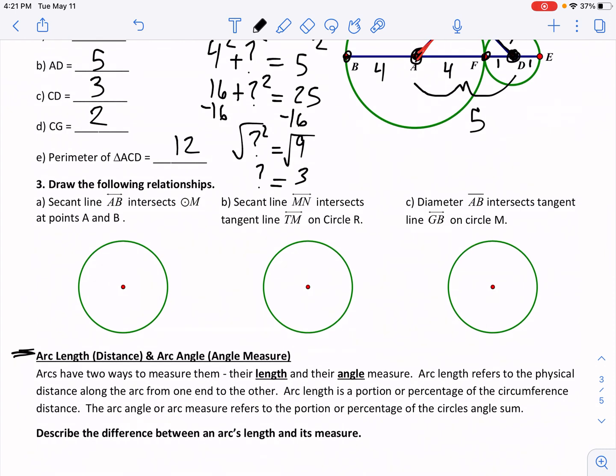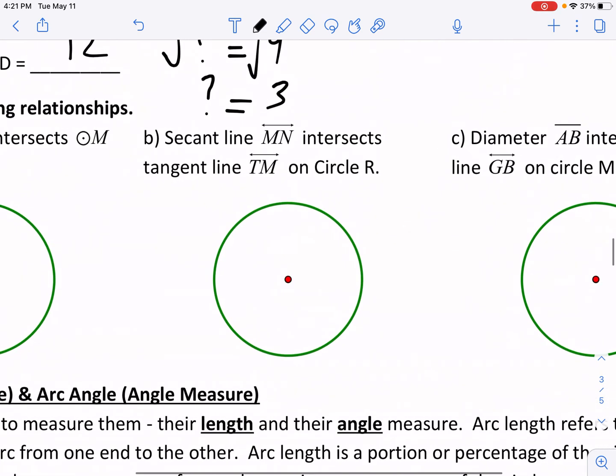I want to look at one example. Maybe we can look at B, and then we could try A and C together tomorrow in class, okay? It says on B, draw a secant line. Remember, a secant contains a chord, so you're going to have 2 endpoints on the circle. A secant line MN that intersects tangent line TM on circle R, okay?